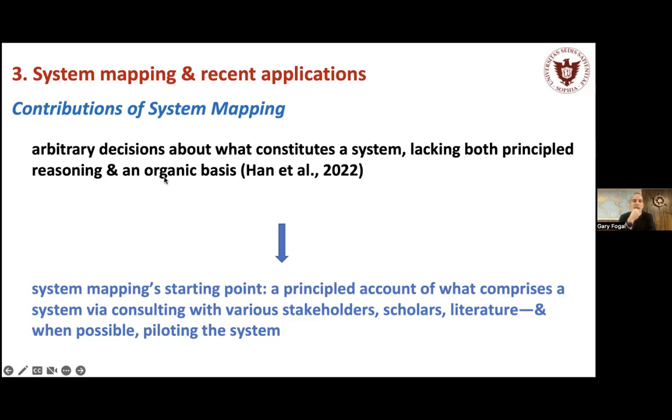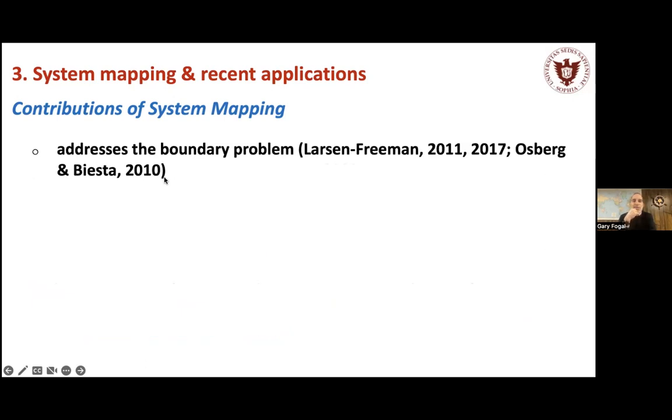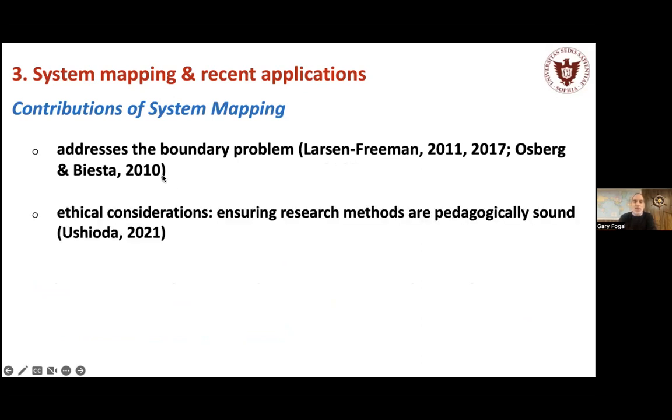Moving away from Han's critique, but directly related to this, is another contribution, namely that system mapping addresses the well-referenced boundary problem, that is, concerns about how to delineate a system of study that is infinitely connected to other systems. So as we already noted, system mapping provides us with some direction there. It also seems very plausible to me that system mapping can serve as a meaningful awareness-raising activity for students.